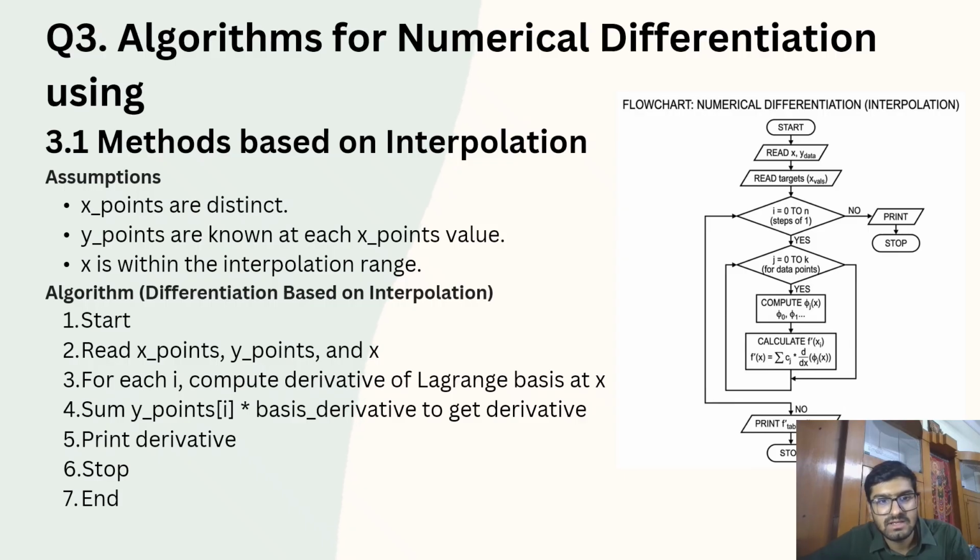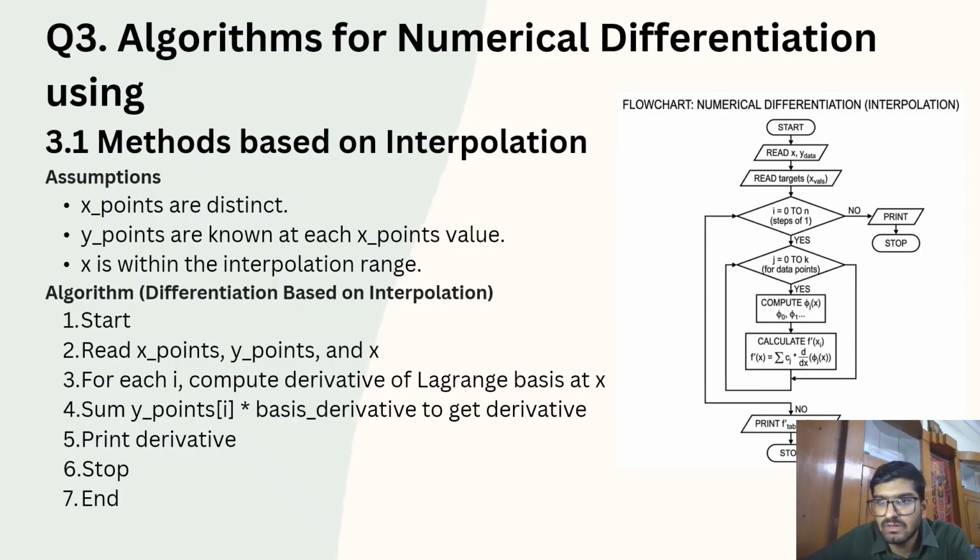The algo starts with reading the x points, y points, and x. For each i, compute the derivative of Lagrange's basis at x, sum y point i times the basis derivative to give the derivative. Then in the end we print the derivative and stop the algo.